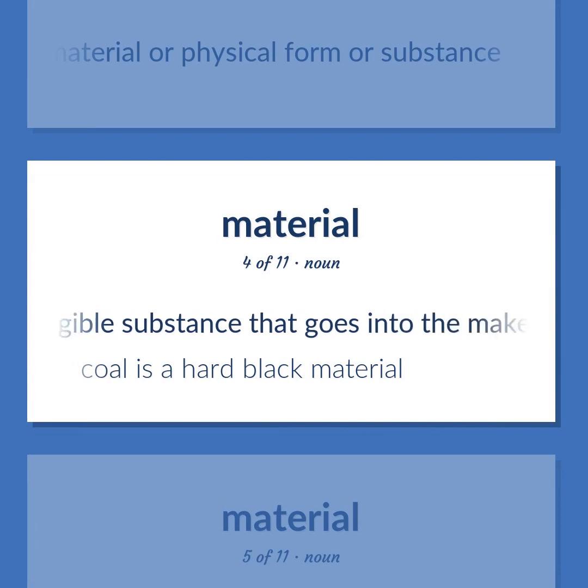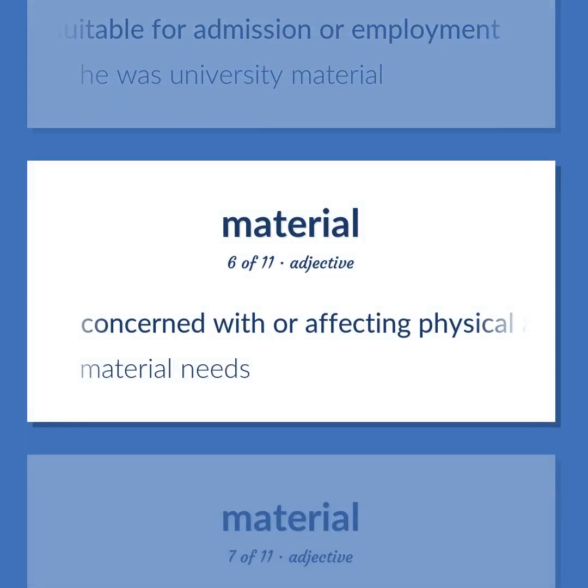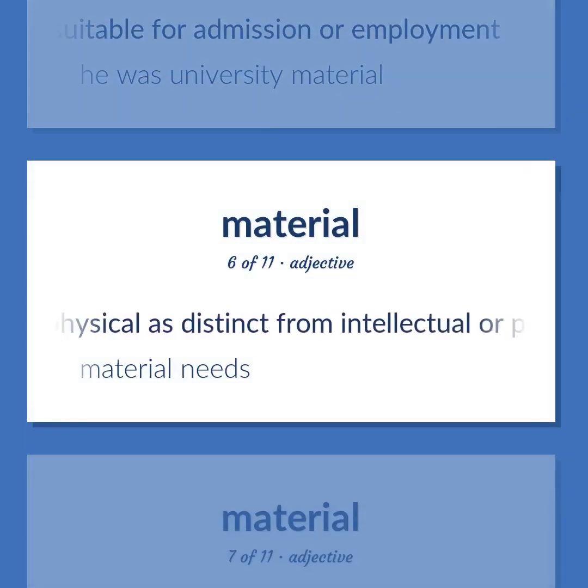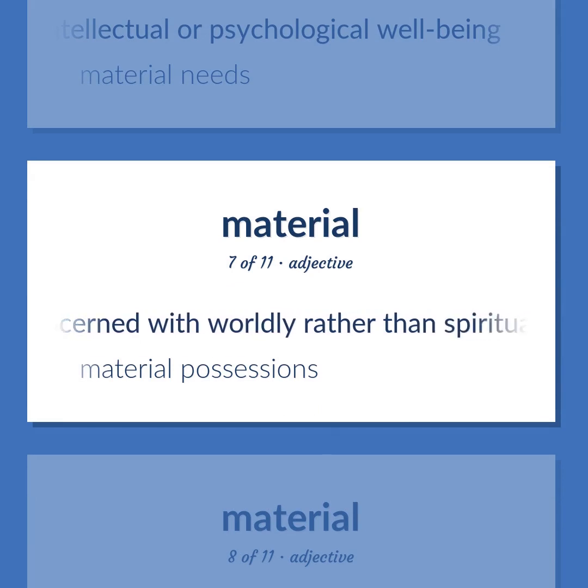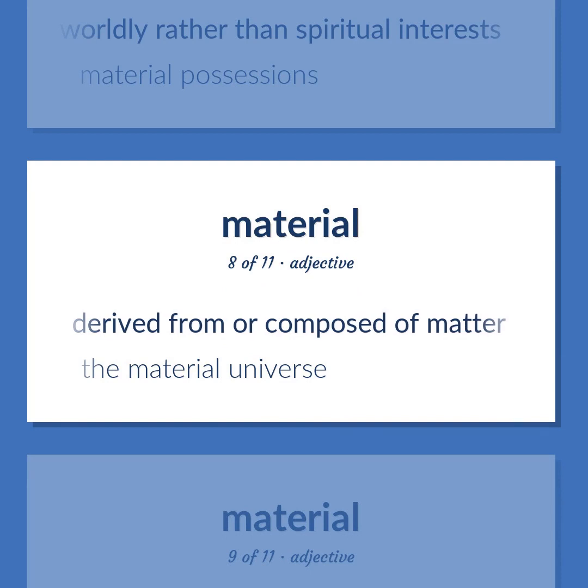The tangible substance that goes into the makeup of a physical object. Coal is a hard black material. A person judged suitable for admission or employment. He was university material. Concerned with or affecting physical as distinct from intellectual or psychological well-being. Material needs. Concerned with worldly rather than spiritual interests. Material possessions. Derived from or composed of matter. The material universe.